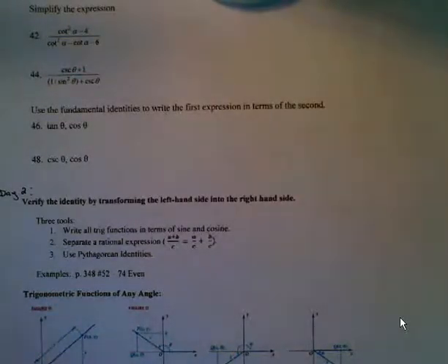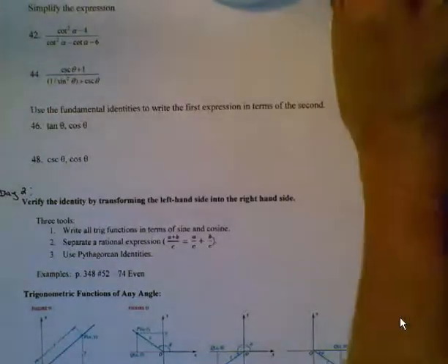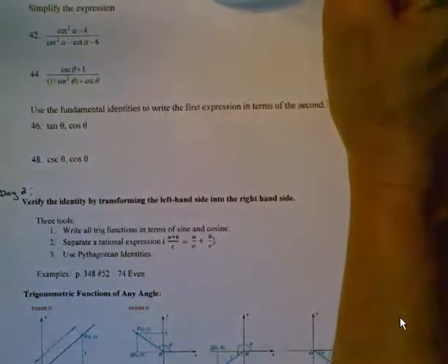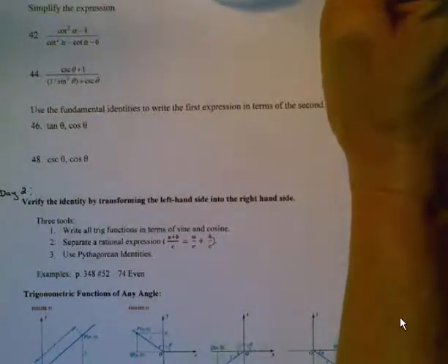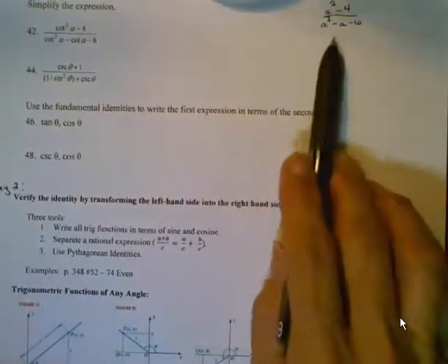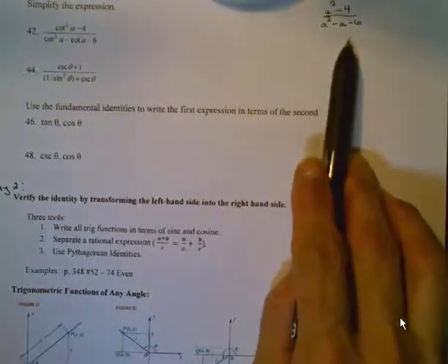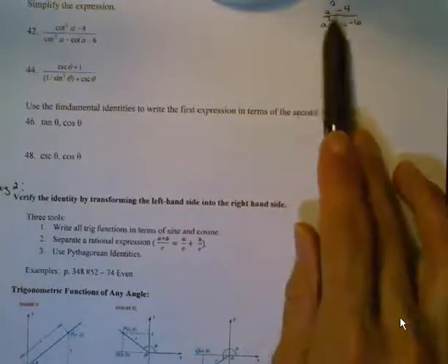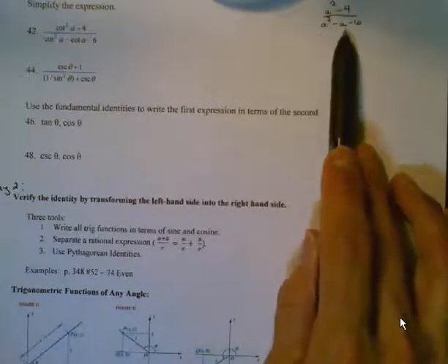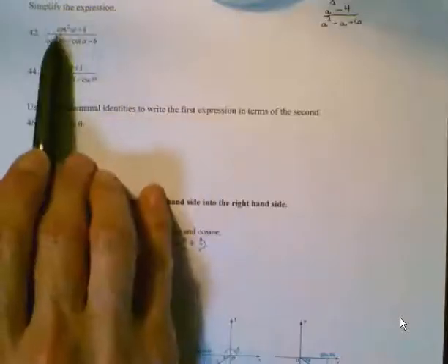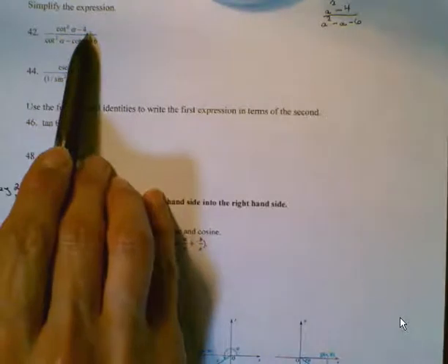All right, 42 and 44 say simplify the expression. We have to get comfortable with doing all the same things with trigonometric expressions that we do with algebraic expressions. If I just gave you the expression, let's say a squared minus 4 over a squared minus a minus 6, and told you to simplify that expression, you would know that you had to factor it, and then you could cancel your common factors. That's the difference of two squares. That's the easy kind of trinomial. That's exactly what we have here. That's the difference of two squares.